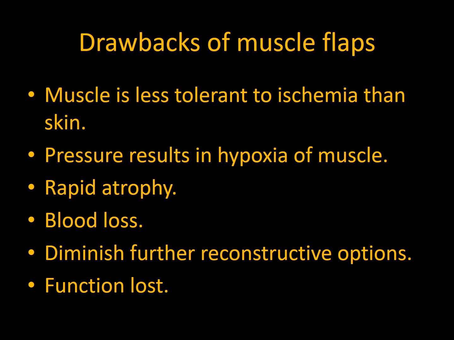Now the drawbacks of muscle flaps, and why they are not commonly used, is that muscle is less tolerant to ischemia than fasciocutaneous flaps. The pressure results in hypoxia. So initially, even if we have given a sufficient amount of bulk, the pressure leads to hypoxia and rapid atrophy of the muscle. Intraoperative blood loss is significantly higher in muscle flaps. It diminishes further reconstructive options, and most importantly the function of that particular muscle is lost.